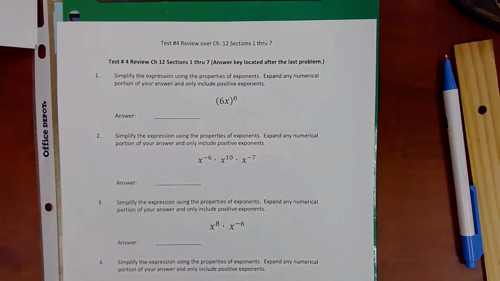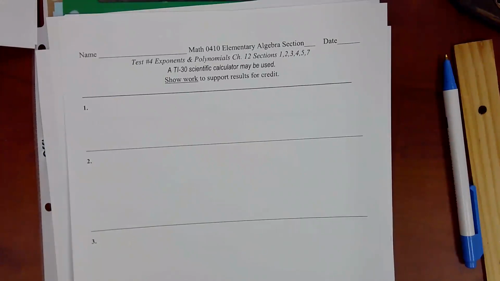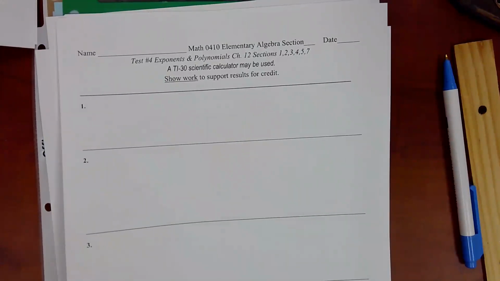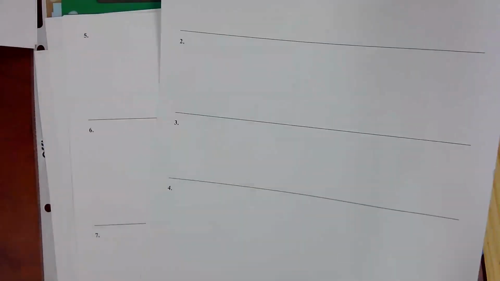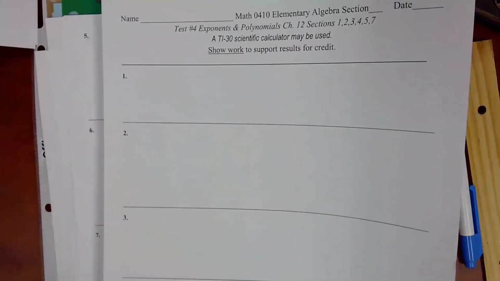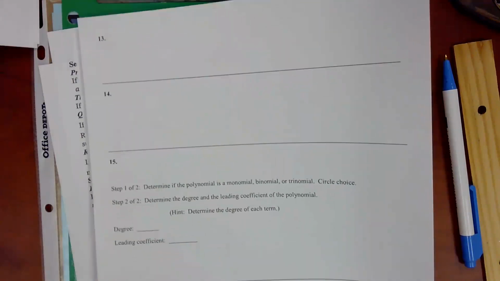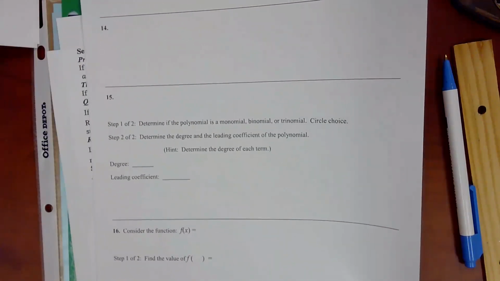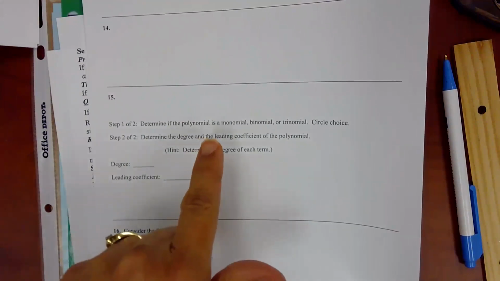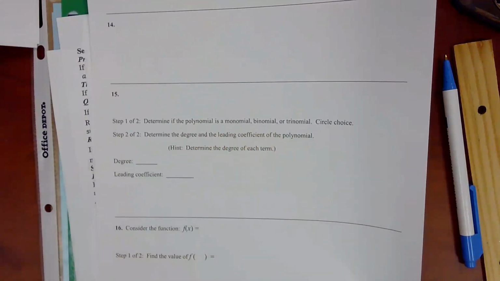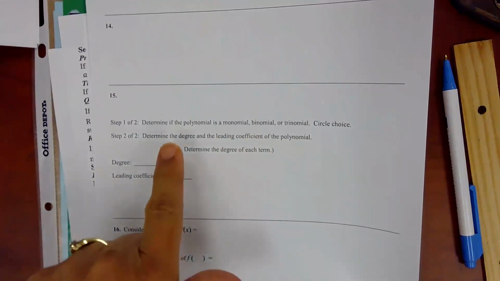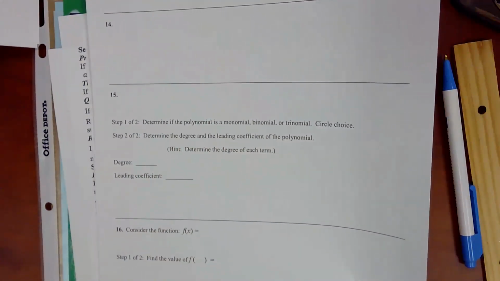I also have a template here that, if you have a printer, you can print. Most of it is problems numbered, spaced out, with horizontal lines. But there's a few, because sometimes I add hints to them. So the hints come in on problem 15: determine if the polynomial is a monomial, binomial, or trinomial. So you're classifying that, and then determine the degree and the leading coefficient of the polynomial.